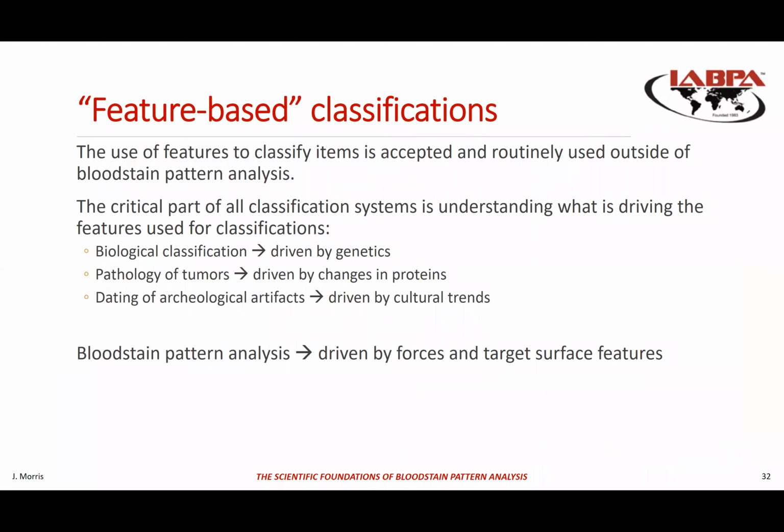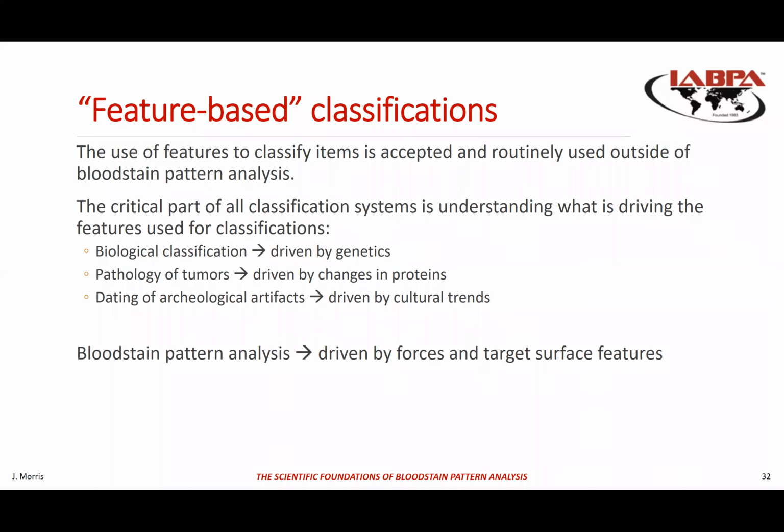So what we see is that feature-based classification is absolutely used numerous times outside of bloodstain pattern analysis. It's used routinely in sciences that we recognize, in sciences that we trust. So using features to classify something is a valid approach. But what is important for us is to understand what is driving those features.